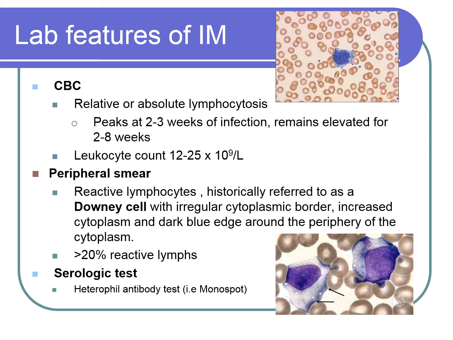We have specific criteria for the reactive lymphocyte in infectious mononucleosis. They have irregular cytoplasmic borders with increased cytoplasm and dark blue edges around the periphery of the cytoplasm, as we see here in this figure, and we call it a downy cell. More than 20% of the peripheral lymphocytes are reactive lymphocytes, and we have to confirm this condition with the heterophile antibody test, or what we call the monospot test.